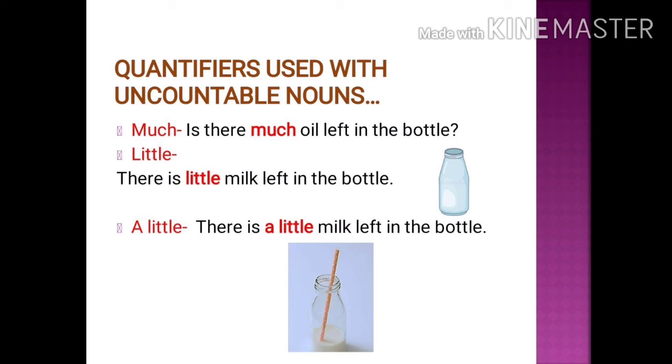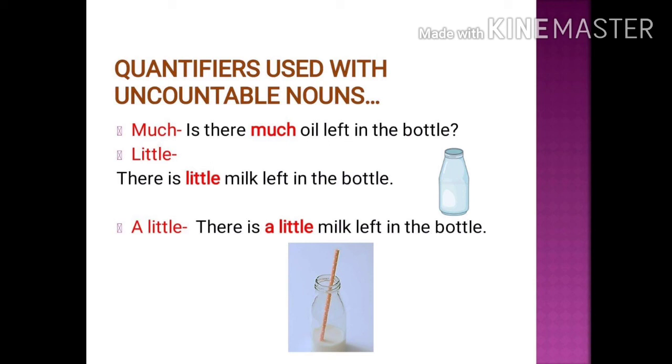The next one is little. There is little milk left in the bottle. Little milk. Children, milk is also an uncountable noun. To denote its quantity, I am using the quantifier little. The next one is a little. There is a little milk left in the bottle.